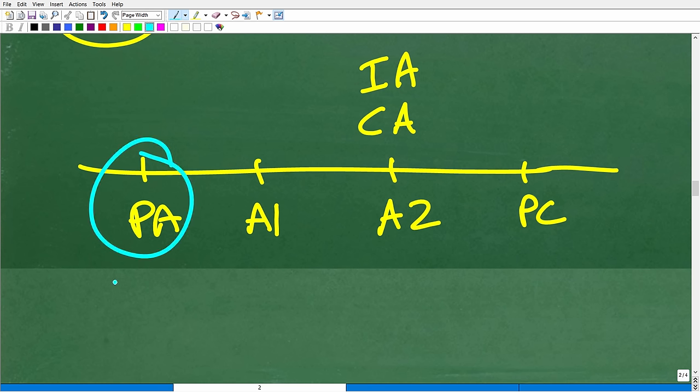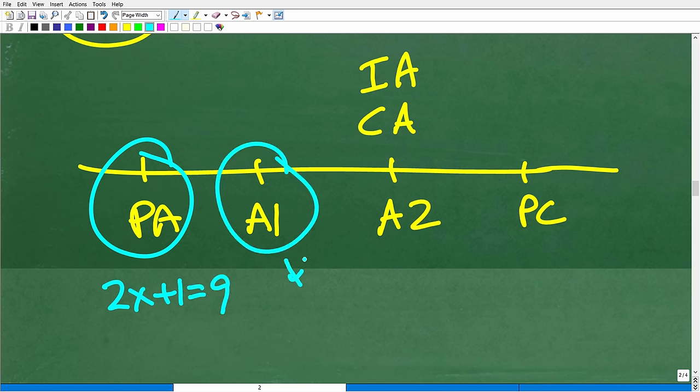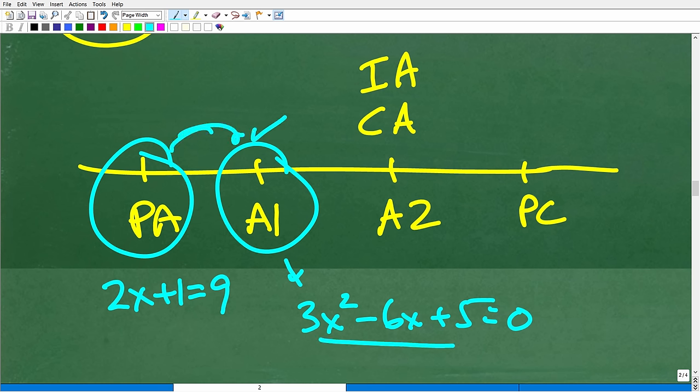So in pre-algebra, you learn how to solve real basic equations like 2x plus 1 is equal to 9. In algebra 1, you learn how to solve many more different types of equations, like systems of equations, quadratic equations like 3x squared minus 6x plus 5 is equal to 0. So you really step up your game in algebra 1 in terms of your ability to solve various types of equations. But in algebra 1, you typically don't learn about logarithms and things like that. This is generally taught at the algebra 2, college algebra, or intermediate algebra level.